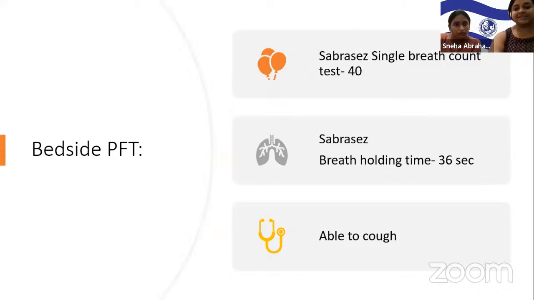Bedside pulmonary function test. The Sabrasez single breath count test was found to be 40. Sabrasez breath holding time was found to be 36 seconds. How do you do this Sabrasez test? Please explain. Sir, for the single breath count test, the patient is asked to take a deep inhalation. Patient is asked to breathe normally. Then he's asked to expire. Then while inhaling, he's asked to count from 1. We have to see how much the patient can count.